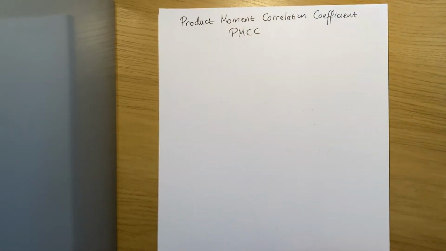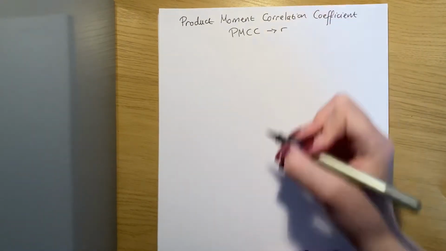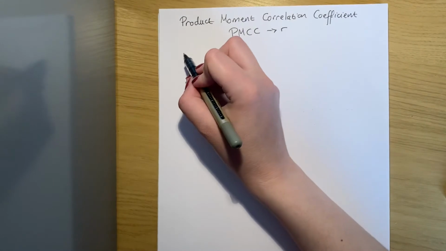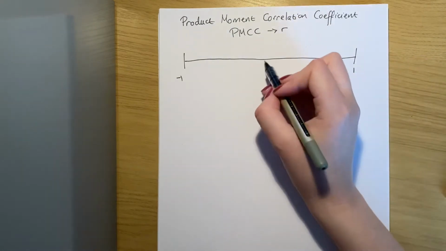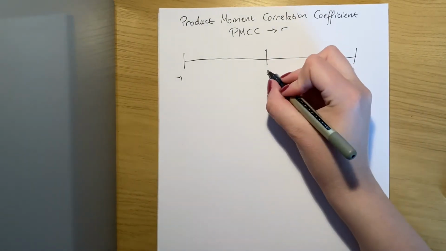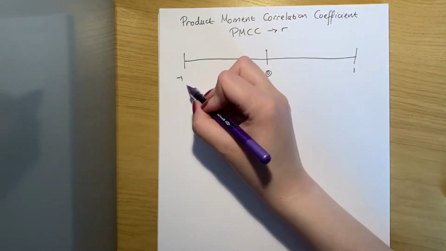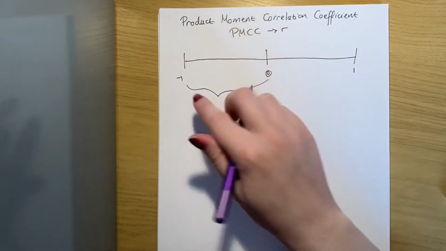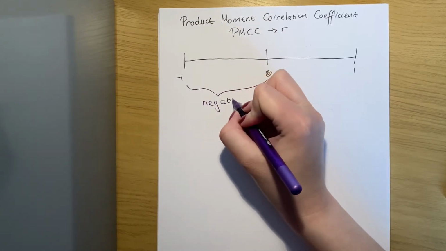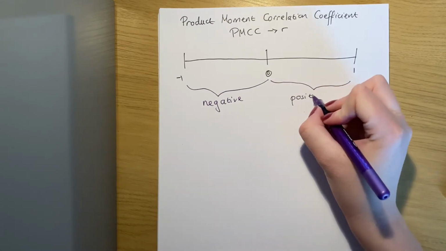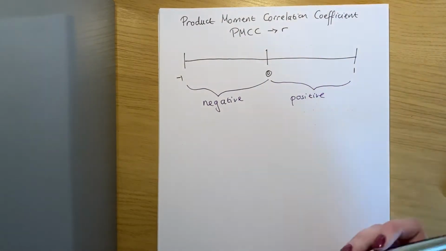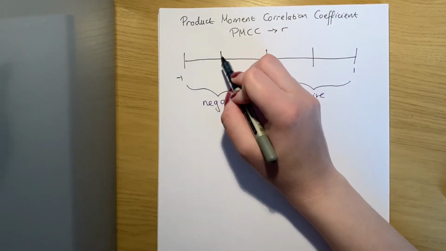And this is a number that tells us or describes the correlation for a sample of data. And we call this, for a sample of data, r. So I'm going to do my correlation scale. We've got -1 and +1, and in the middle we have got 0. Anything between 0 and -1 is a negative correlation, and anything between 0 and +1 is a positive correlation.